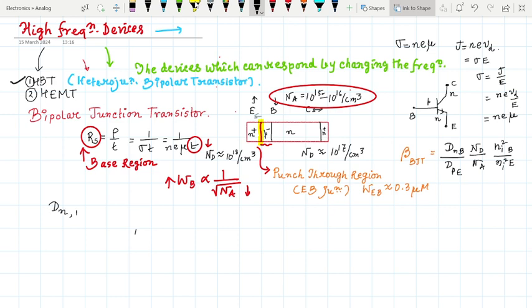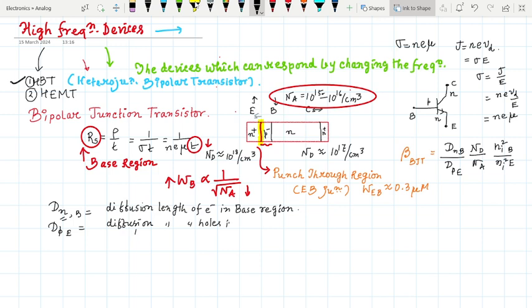What is dNB? dNB is nothing but the diffusion length of electron in base region. It is clearly understood from the notation, but for simplicity I have mentioned it here also. Now dP, similarly, is nothing but the diffusion length of holes in the emitter. Nothing more serious about this.